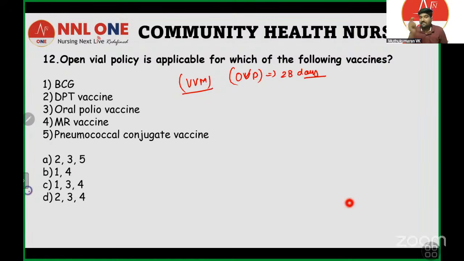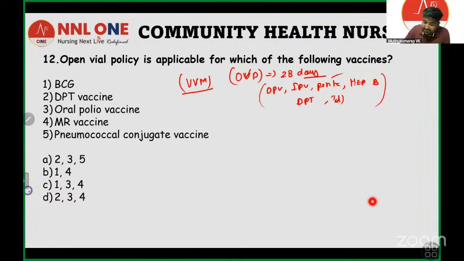One MCQ. So, what are the vaccines that come under this? OPV, IPV, pentavalent vaccine, hepatitis B, diphtheria, pertussis, tetanus, because pentavalent is already there, and tetanus. TD we can say, tetanus toxoid vaccine. So these are the vaccines that can be used, applicable for open vial policy.